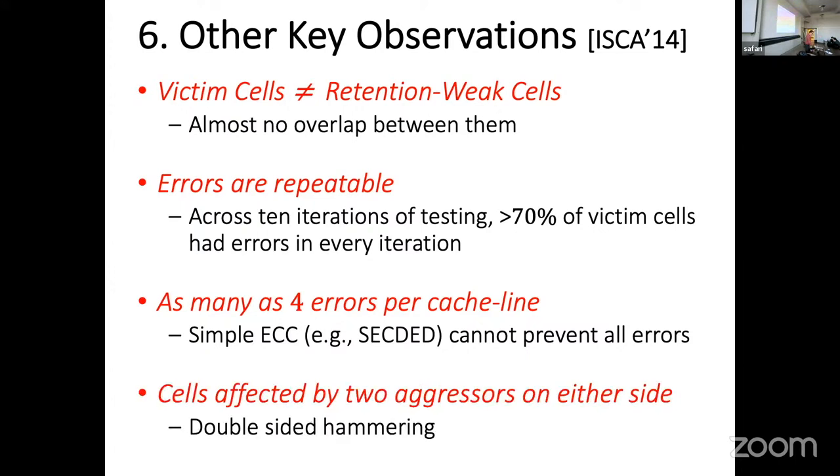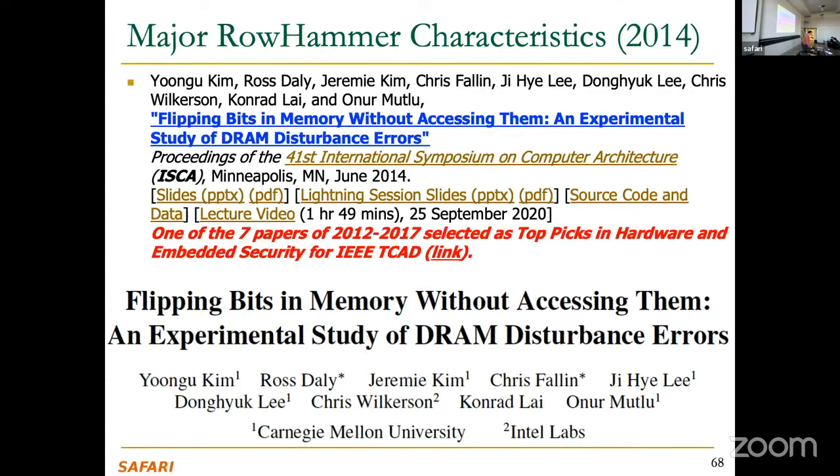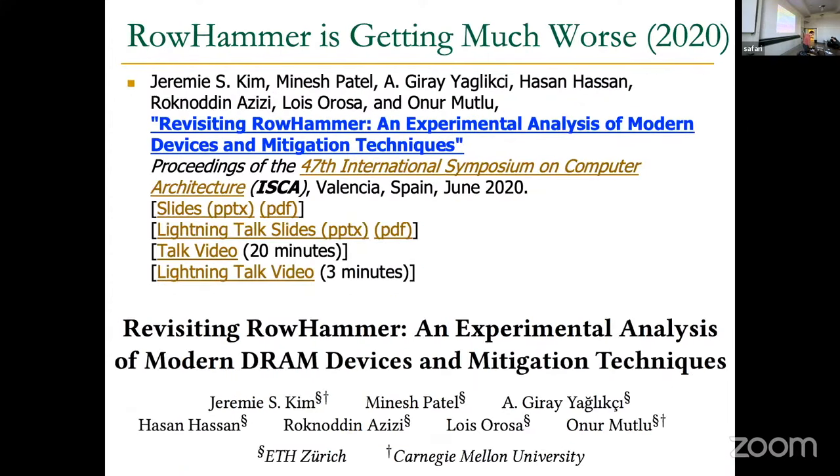Okay, so cells are affected by two aggressors on either side. I said this. So this leads to double-sided RowHammer, basically. There's a lot more results in this paper that I'm not going to talk about, but you can read it if you're interested. So RowHammer is getting much worse, and we're going to cover this paper. I'm going to mention this a little bit today also.